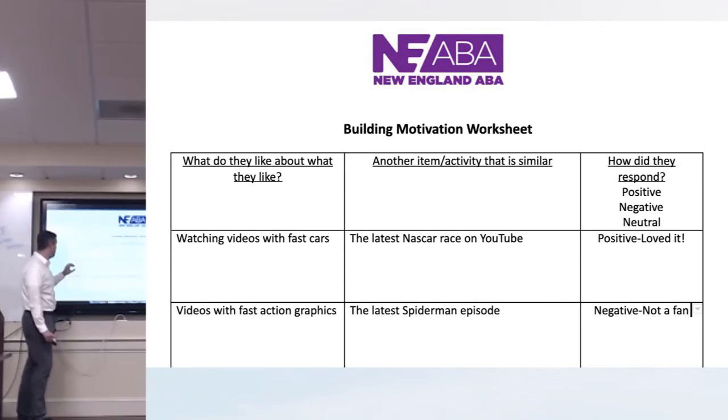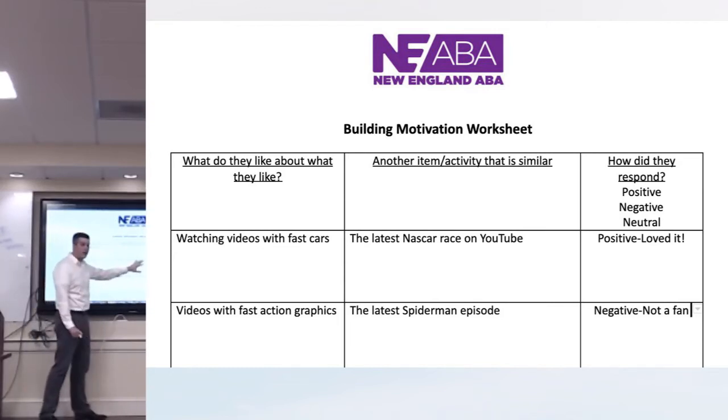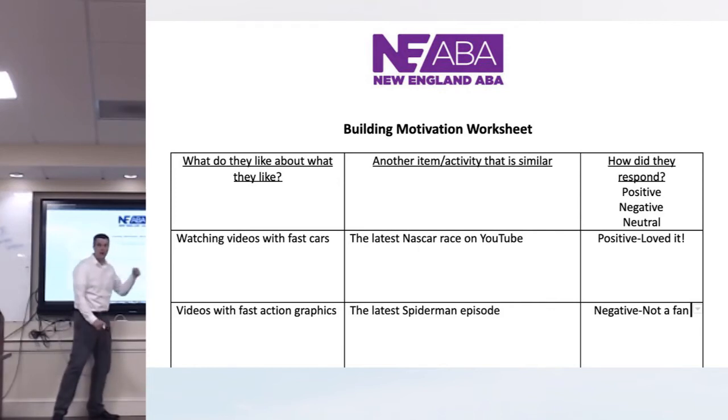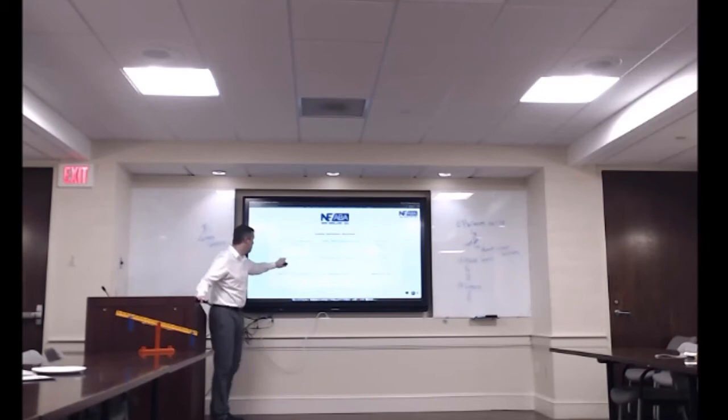So the first one was watching videos with fast cars, right? So I showed him a NASCAR race on YouTube, and he loved it. So I'm like, ooh, okay, so that might be a good thing. Maybe I can then show more videos with fast cars, and he still likes that now.